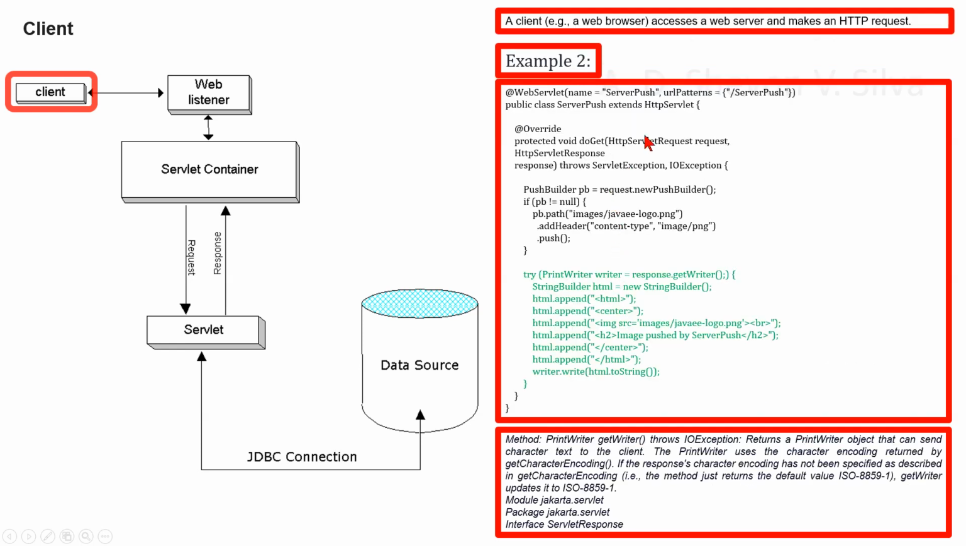As an example 2, we can consider this code segment. Here the method PrintWriter getWriter returns a PrintWriter object that can send character text to the client.